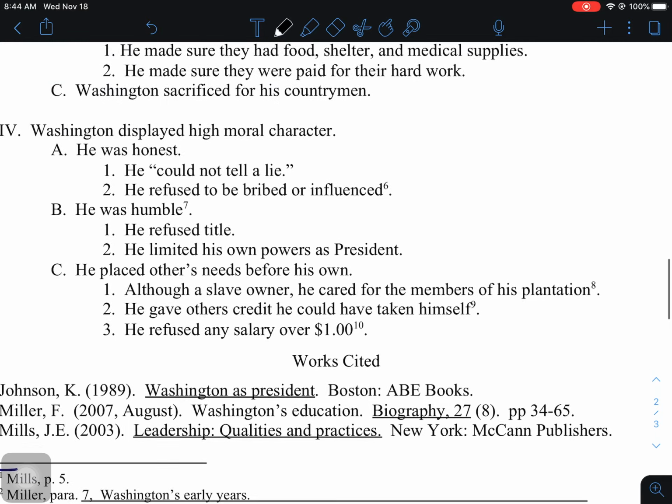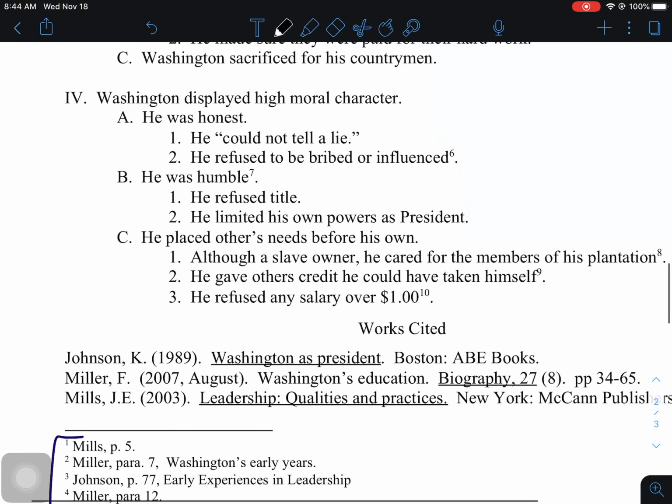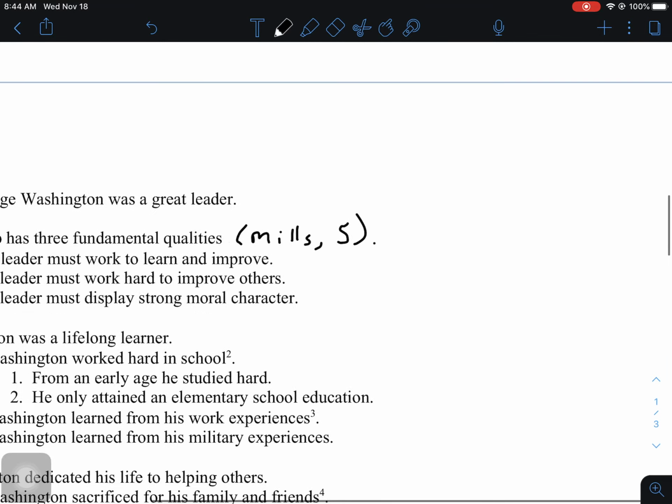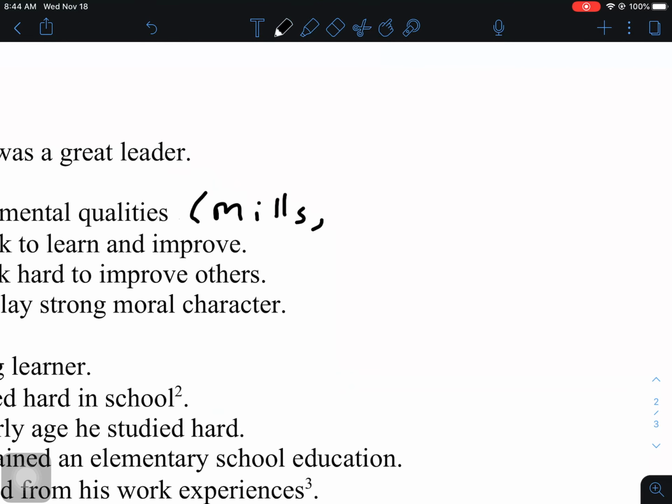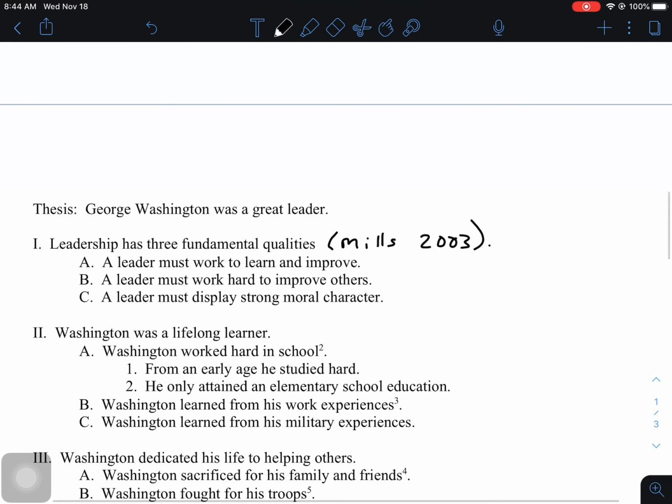Now, if I was using APA, if you're familiar with that at all, Mills wrote his book in 2003, and so instead of using all of that information, I'm going to go ahead and erase those. Then I would put Mills and I would put 2003. I don't need my comma anymore. And because I'm not using a specific quotation, I'm not going to put in a page number with that. So there are just some different optional formats.